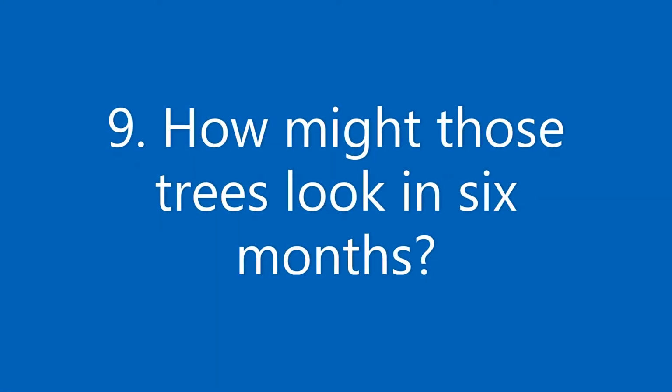Question 9. How might these trees look in 6 months? Some trees sprout leaves and flowers in the spring. Some set fruit in the summer, change their leaf color in the fall, and lose their leaves in the winter. Pine cones and acorns form in the summer and fall.